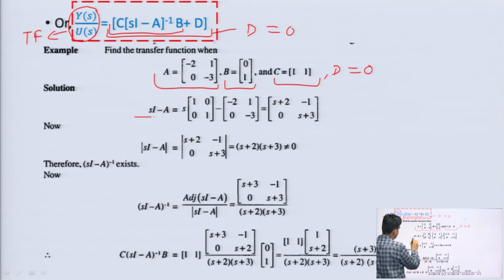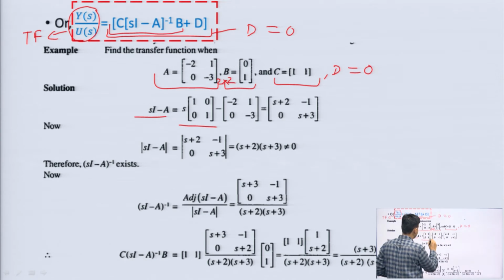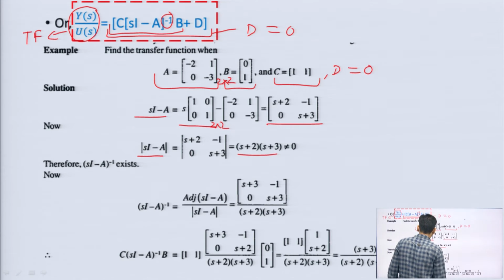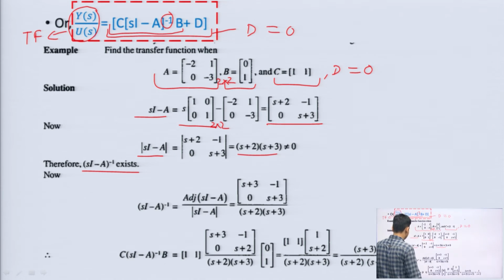It means I need to first calculate sI minus A. Here the order of the A matrix is 2 cross 2, so the I matrix we have to assume automatically as 2 cross 2, right. Now, solving this expression, we will get this matrix. Now, we need to calculate the mod of this, so that we can calculate the inverse of this matrix. The mod of it is given by this. If this is not equal to 0, we can continue our solution, so the inverse will exist. So, (sI minus A) inverse would be given by the adjoint divided by the mod of this matrix.